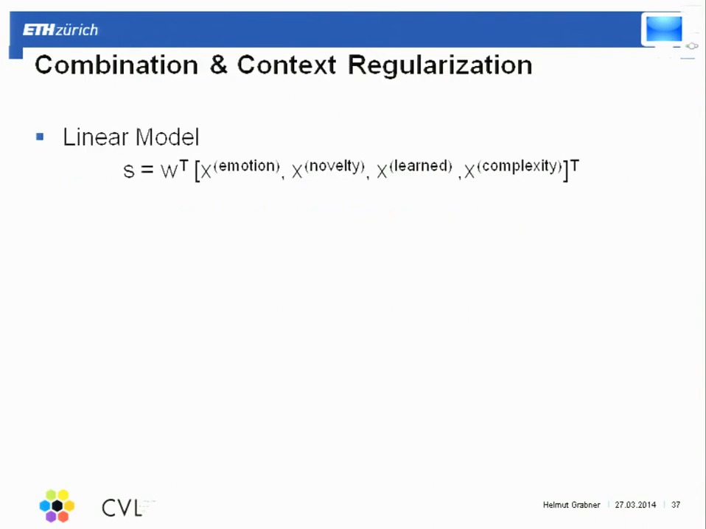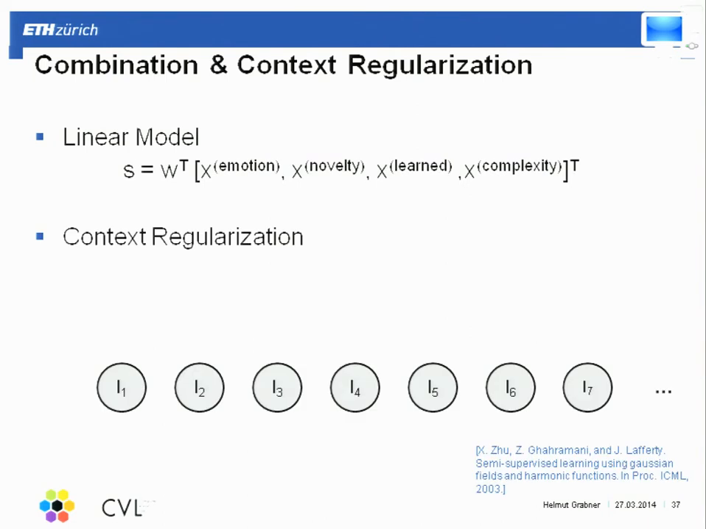And now how we combine them. Again, we went for the simplest solution which came to our mind. We just concatenated all those values, stacked them together in a four-dimensional vector, and then just learn a linear weight, a decision function, straightforward. Really nothing special involved there.